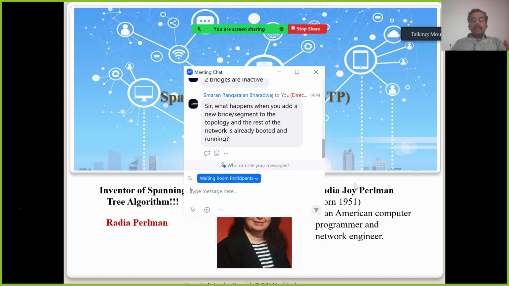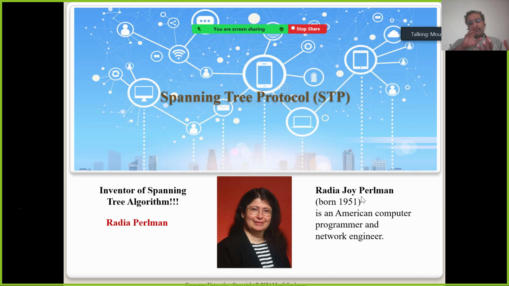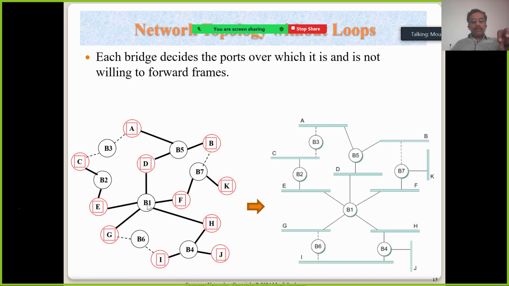Okay, sir, what happens when you add a new bridge to the topology and the rest of the network is already booted and running? Very good question. When a new bridge is added, that particular bridge thinks that it is a root node. I'll tell about the root bridge and all that. So when a new one is added, it will proclaim that it is the root of this particular LAN. That's how they initially claim: I am the boss of this whole network. In our picture here, B1 is the boss. This is a root node.